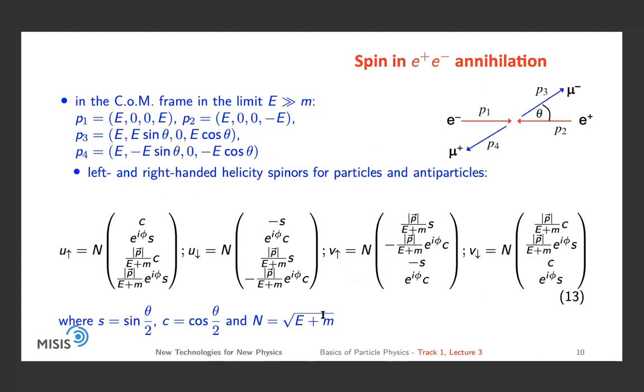We can see it directly by calculations. So for example, we can take again the center of mass frame, take this ultra-relativistic limit. And in this case, the momenta of the incoming particles will be expressed through the energy, and the momenta of the outgoing particles will be expressed through the energy and the scattering angle theta, which is the angle between the negative muon and the incoming electron. Now we need to remember from the lecture what the left and right-handed helicity spinors for particles and antiparticles are. So here we just use the expressions which we obtained in one of the lectures.